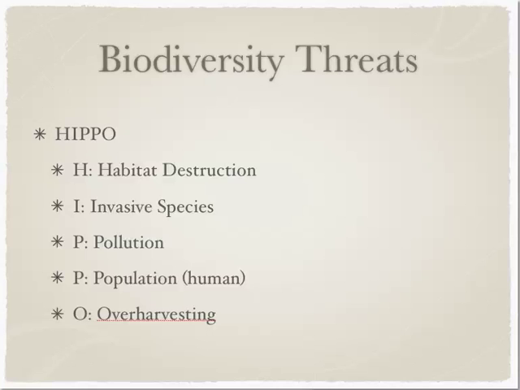Invasive species then compete with or prey on the native species to the area. This competition and predation could relate to the extinction of the species in that area. P, pollution. Pollution causes the destruction of an ecosystem, which can lead to the destruction of biodiversity. The next P is for population, the human population.